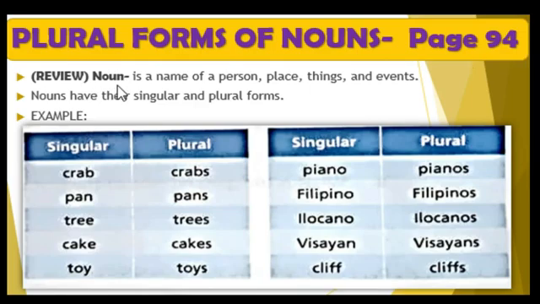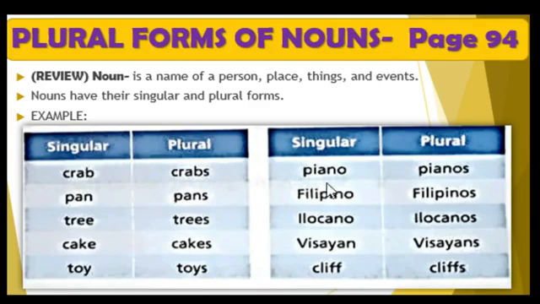What is a noun? It is a name of a person, place, thing, and event. Nouns have their singular and plural forms. Example, this column is for singular. This column also is for plural, as well as the other corner. For singular, we have the word crab. It will become crabs. Pan, it will become pans. Tree, it will become trees. Cake, it will become cakes. And toy, it will become toys. Again, this column is for singular and this column is for plural.